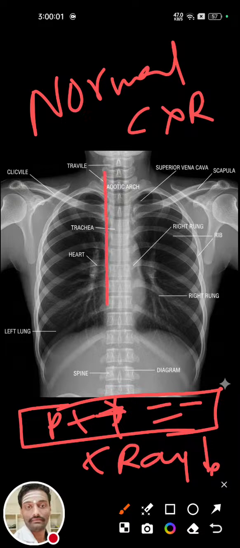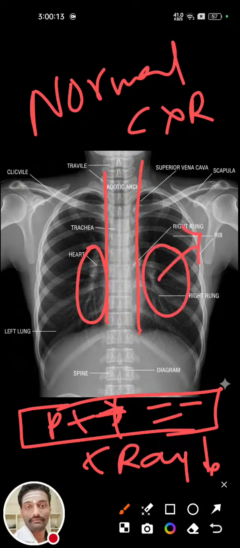The trachea is at the center. You should observe and see any focal opacities. We will see in the upcoming infiltration or pneumonia cases, the pleural effusion cases, consolidations and masses, or any foreign bodies inserted in the lower respiratory tract. Check it out.